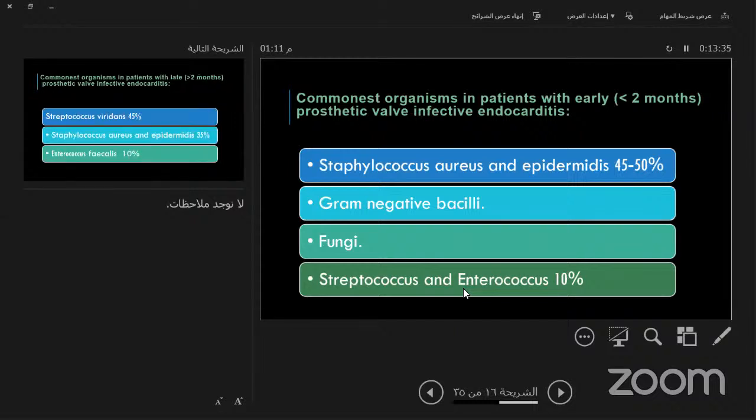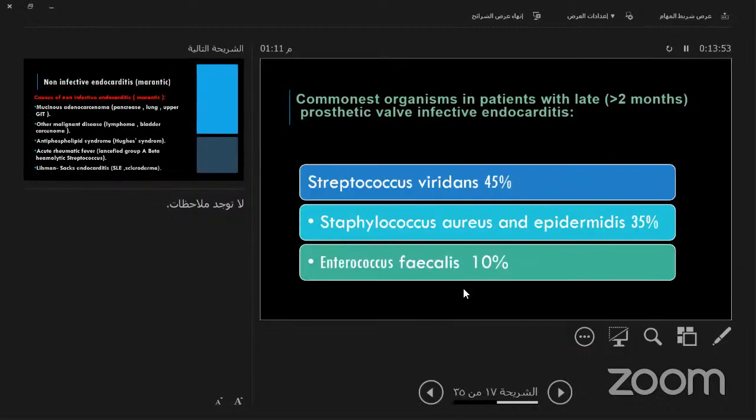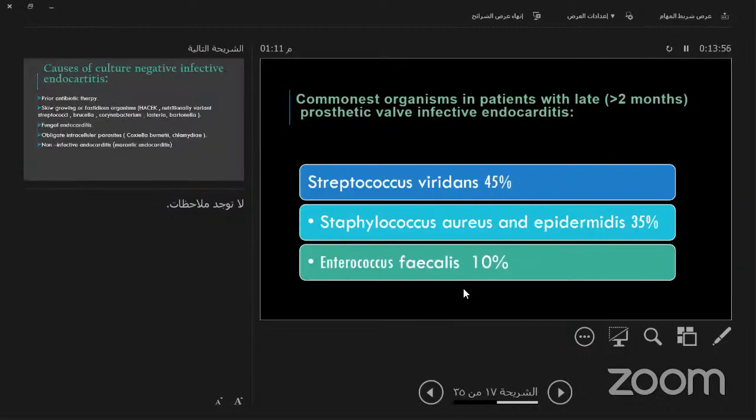The commonest organisms in patients with early prosthetic valve endocarditis, less than 2 months, are Staphylococcus aureus and epidermidis, gram-negative bacilli, and fungi, with Streptococcus and Enterococcus in less than 10% of cases. The commonest organisms in late prosthetic valve endocarditis, more than 2 months, are Streptococcus viridans, Staphylococcus aureus and epidermidis, and Enterococcus faecalis.